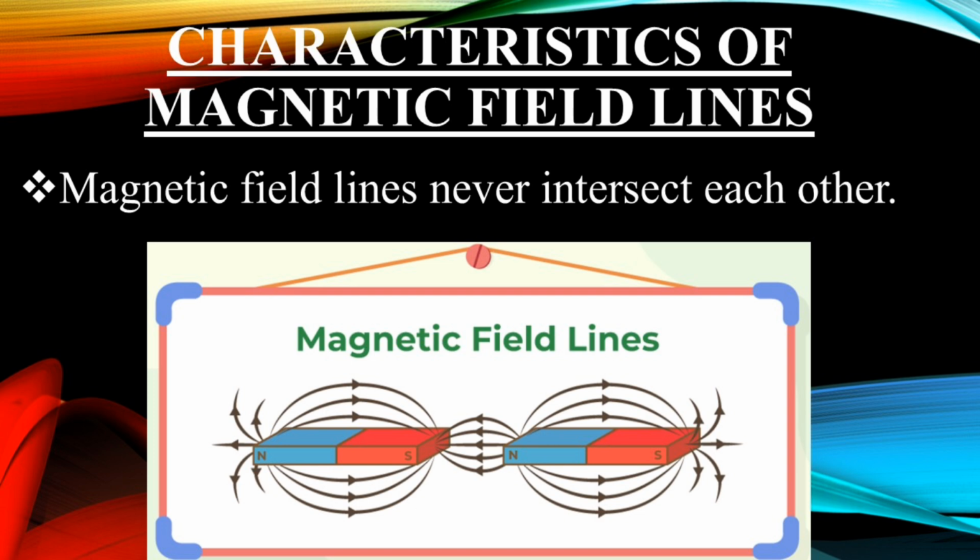Now imagine if two lines crossed. At that crossing point, the field would have to point in two different directions at the same time, which is impossible. So the lines remain smooth and separate. They never cross each other. This rule helps us read field diagrams correctly and prevents contradictory directions at any point in space. So the first point is that magnetic field lines never intersect each other.